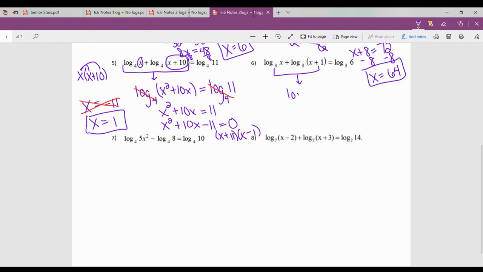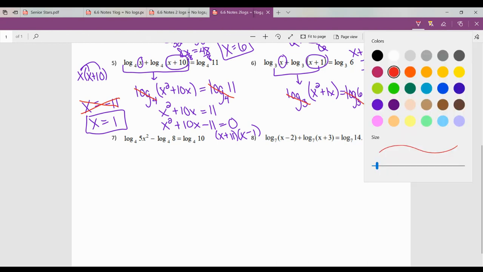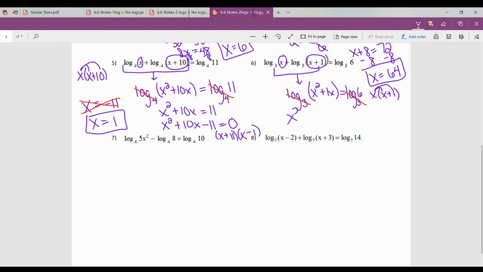So log base 3. And then I'm going to take this x and this x plus 1, and we're going to multiply because it's addition. So I'm going to distribute. So that's going to be x squared plus 1x. You don't technically need that 1 with the x. Equals log base 3 of 6. Now I have log base 3 of this side and log base 3 of that side. I'm going to cross them out, and I get x squared plus 1x equals 6.